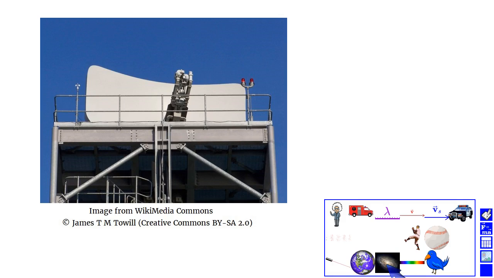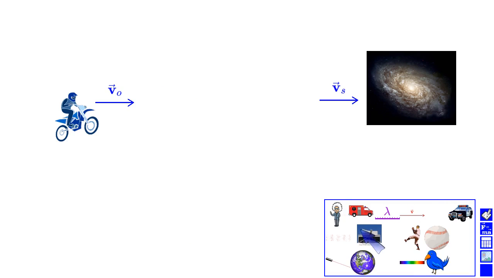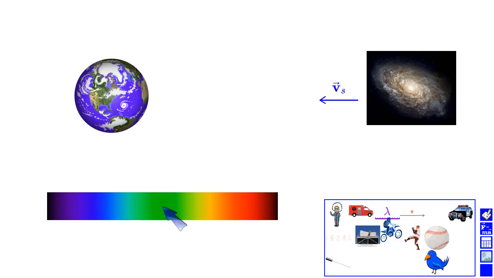Doppler radar is also used in meteorology to track the movement of storm systems. In astronomy, the Doppler effect is used to determine whether astronomical objects are moving towards or away from the Earth. When an object is moving towards the Earth, the light coming from the object will have a higher frequency when we observe it from Earth.